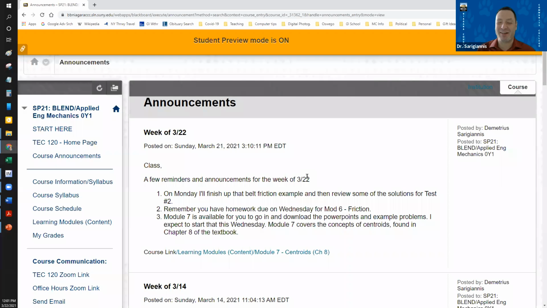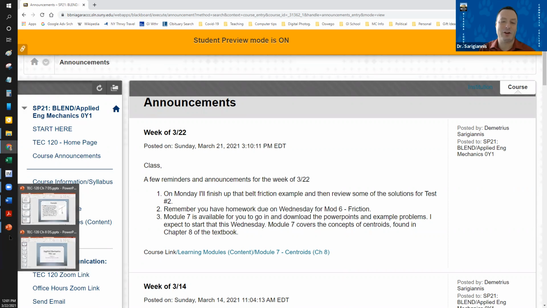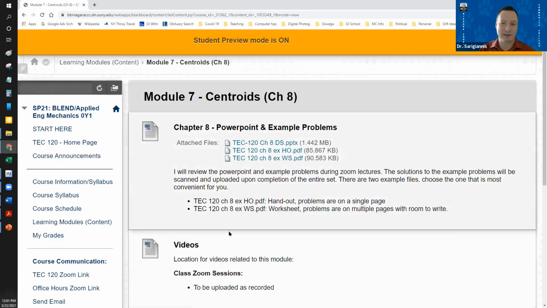Remember, the reading is, I can't read for you. So I can give you the summary slides, but that's pretty much it. And then we're going to start, well, what we'll do is we'll talk about the test. I'll go over some of the issues that I saw and some of the solutions, and then we'll start chapter 8, which is module 7, which I linked in here.